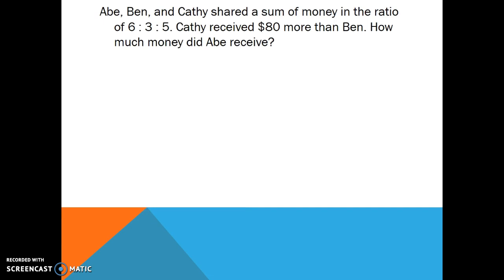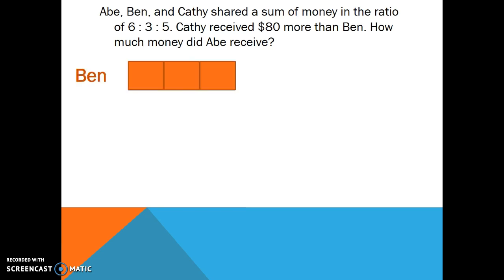Just a reminder from yesterday, when you are working these word problems and solving them according to the unitary method, your goal is always to solve for one unit so that you can use that unit to multiply and solve for as many units as you need. All right, let's start here.